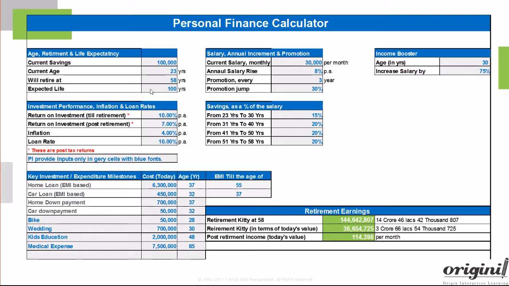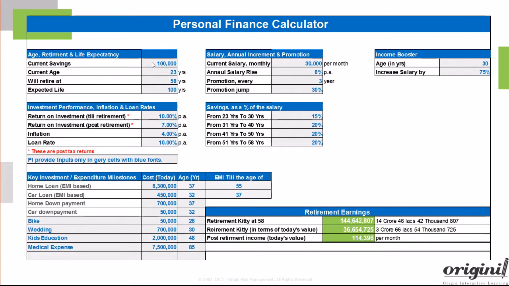Let's say that you are 23 years old and have saved 1 lakh till date. You can keep savings as 0 if you don't have any savings. You can also put a negative amount here. If you have a loan, say a student loan, or for that matter, any other loan that is yet to be repaid, you should put the current outstanding loan amount that needs to be repaid.